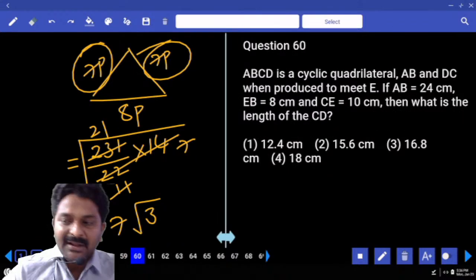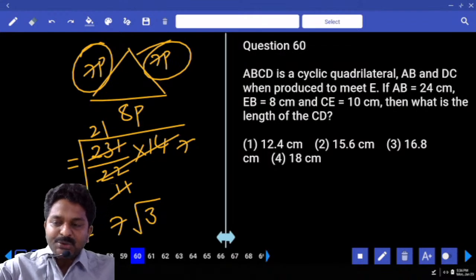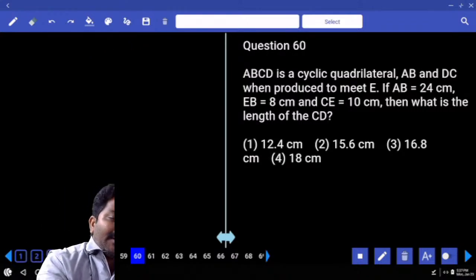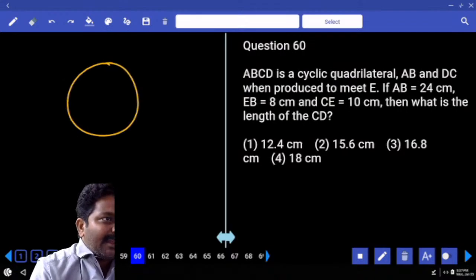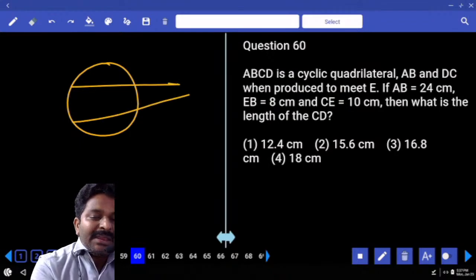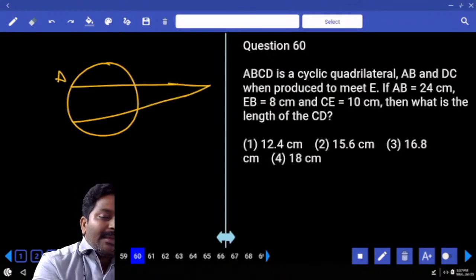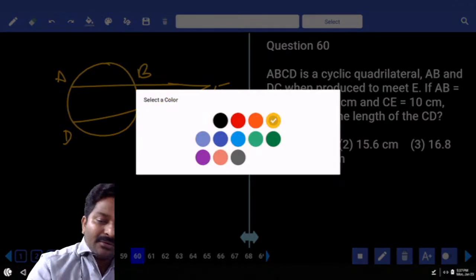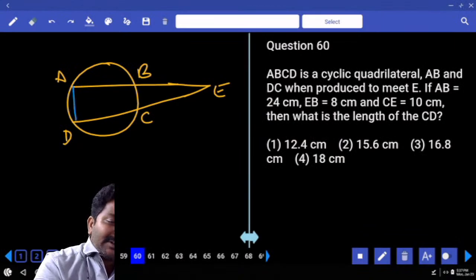ABCD is a cyclic quadrilateral. AB and DC, when produced to meet at E, if AB is 24, EB is 8, CE is 10, what is the value of the length of CD? Okay, right. Cyclic quadrilateral, you know the meaning, right? The 4 sides must be on the perimeter of the circle, correct? And they form a quadrilateral. And they are extended to meet at E. A, B, C, D, and they are produced to meet at E.